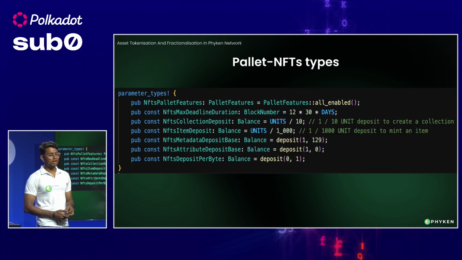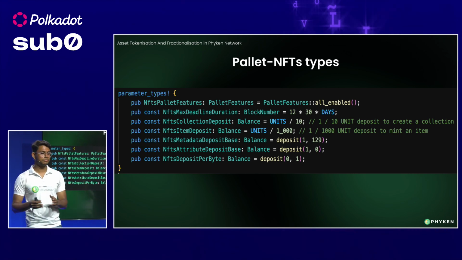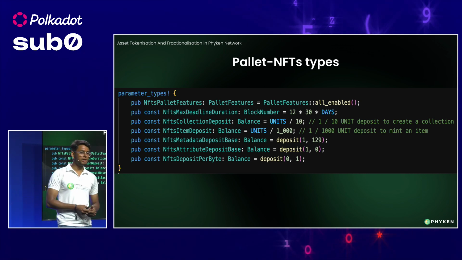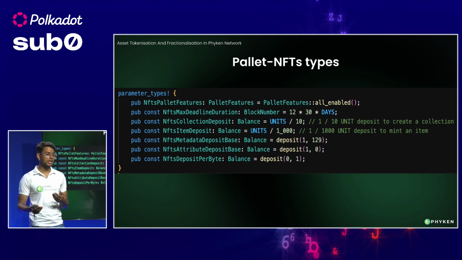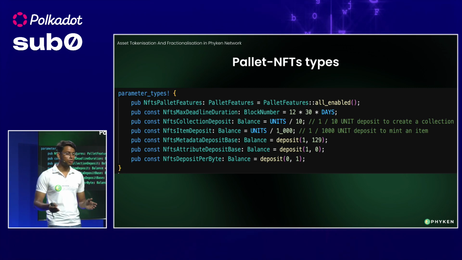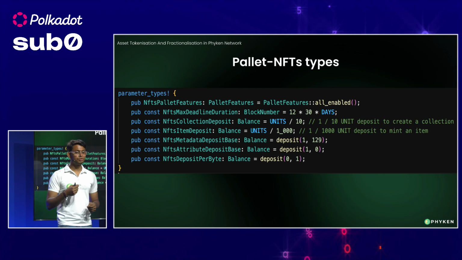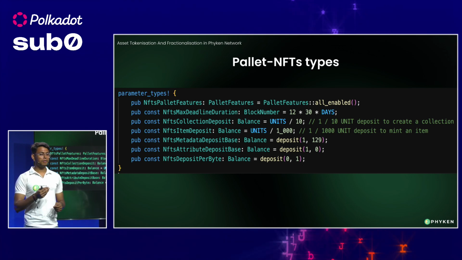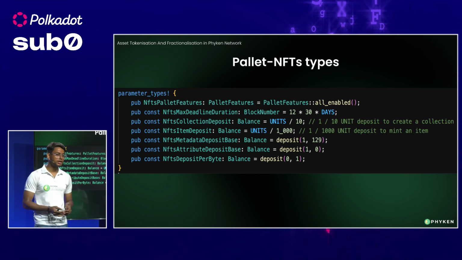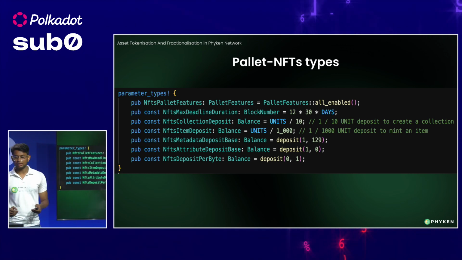So let's look at what parameter types we need when we are setting up this Pallet-NFT, even if you are just doing the NFT part, right? The first one is the features, which have to be enabled. Then what is the duration, collection deposit, item deposit? These are the values that the user has to pay for providing and storing this information on chain, right? And then attribute deposit, and then deposit per byte. So what is the cost for storing these values as well?